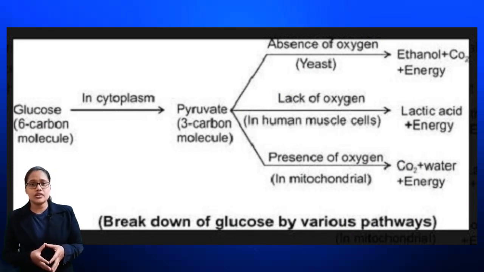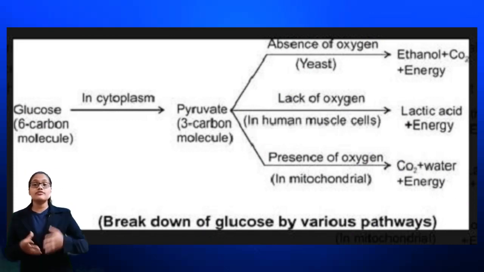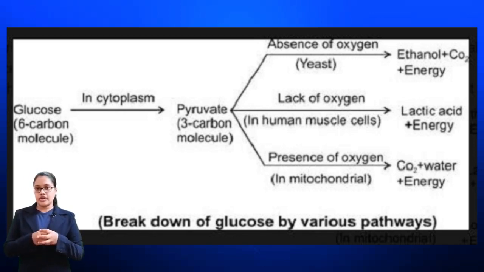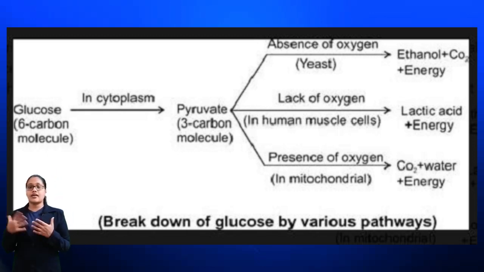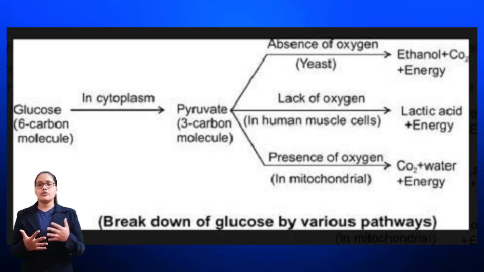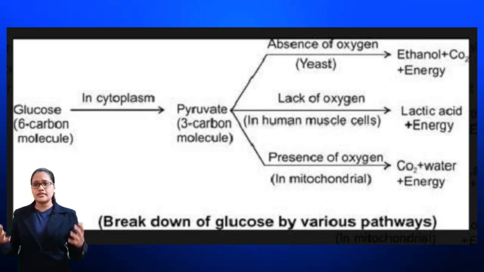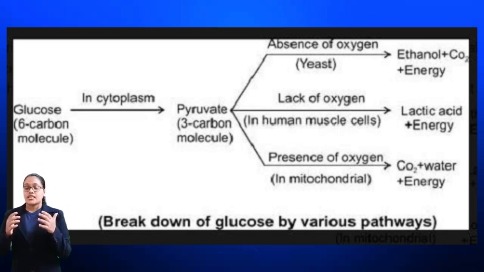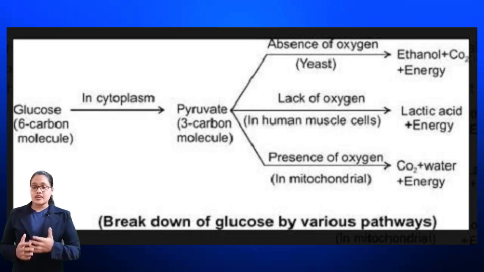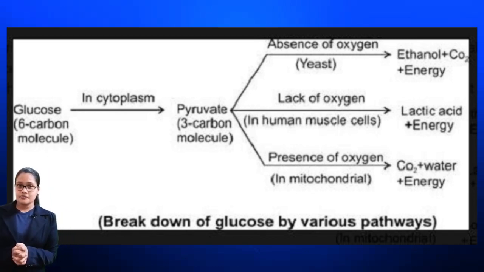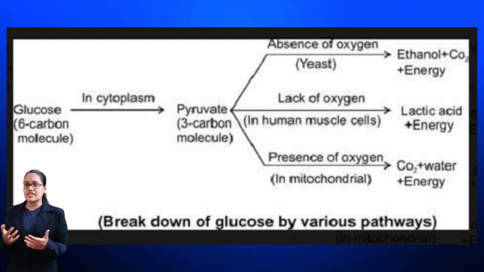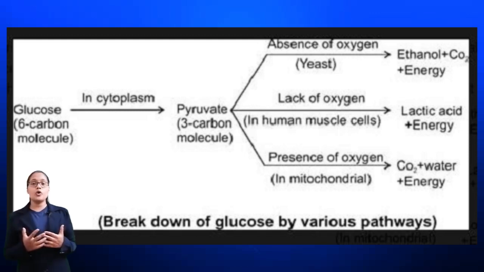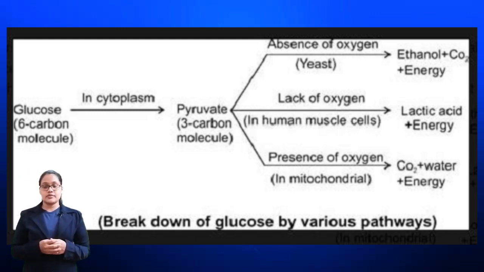This occurs when there is lack of oxygen in our body, especially in our muscle cells. For example, when we do a muscular activity like running or jumping, or we are doing a difficult task, then you feel sudden cramps occurring in your body, right? So when you do such kinds of activity, your body lacks oxygen.